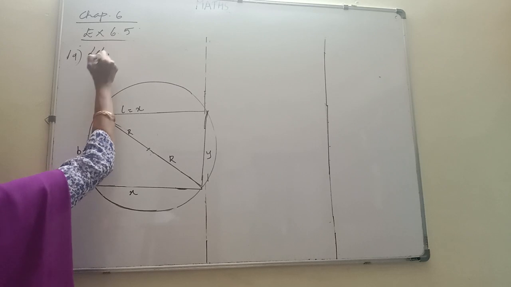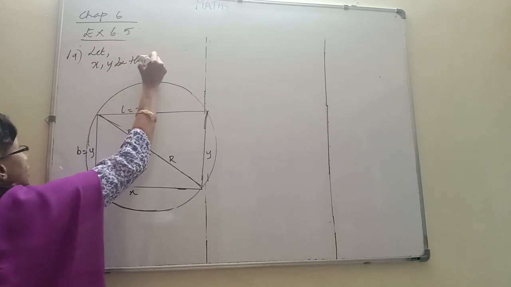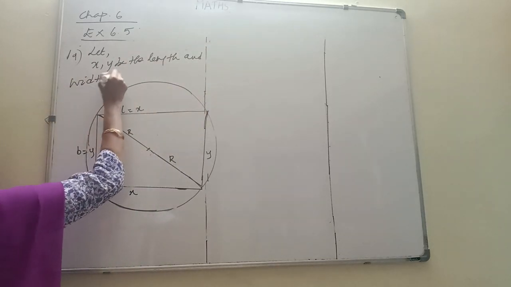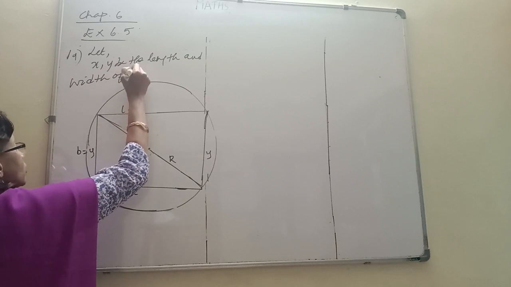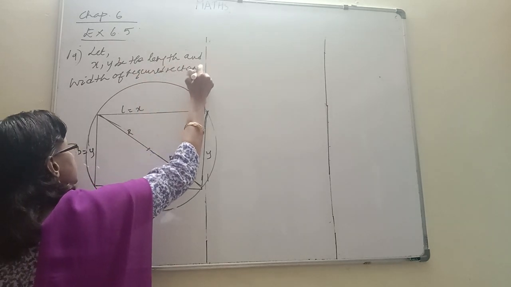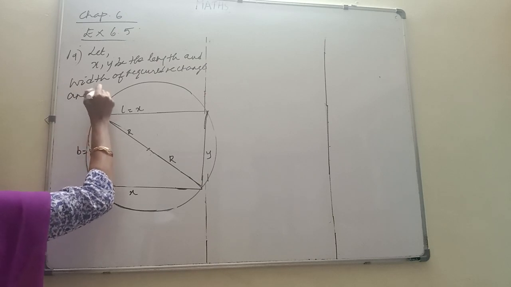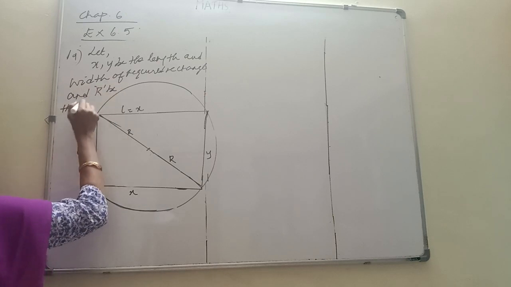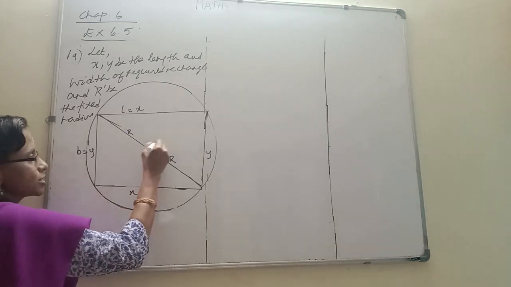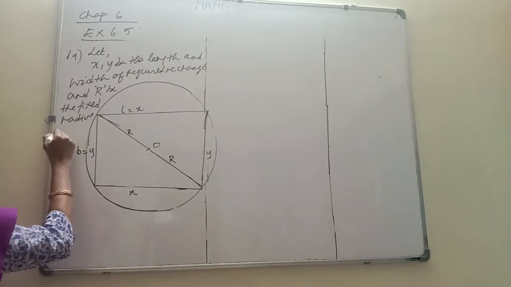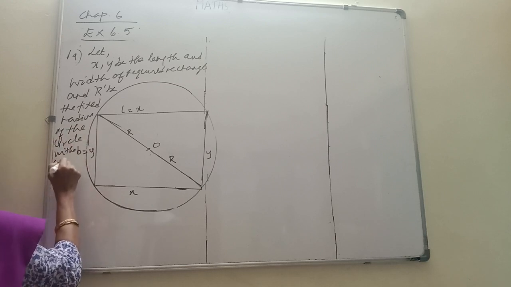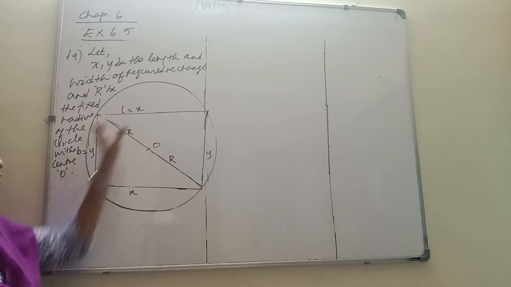Let x, y be the length and width of the required rectangle, and r be the fixed radius of the circle with center O. Maybe this is the center O. Yes, so this is the scenario.